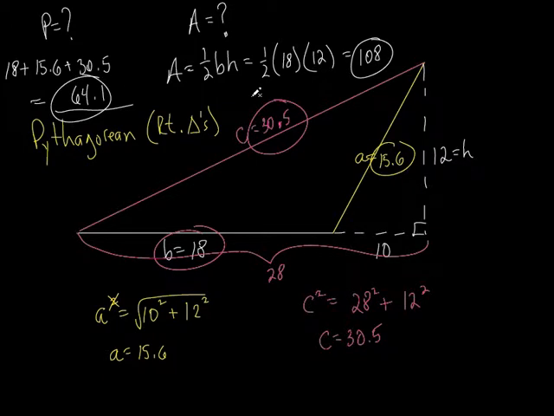Let's talk about the units. Now, I'm not going to be real picky in here about the units, but let's say it's in millimeters. So is this just 108 millimeters? Now, this is area, so it's millimeters what? Squared. Okay. Now, this is perimeter. Perimeter is just a straight distance. It's not squared at all. So this is still millimeters, right? 18 millimeters plus 15.6 millimeters plus 30.5 millimeters. It's going to be millimeters. Those are your two answers.